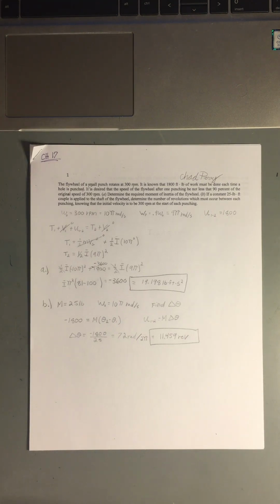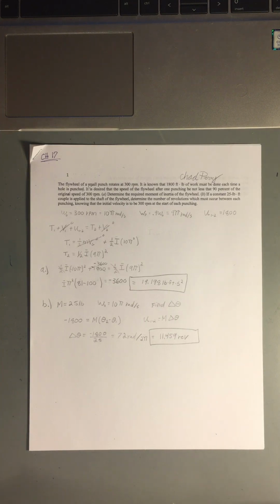Okay, hello. This is my video for our Chapter 17 homework assignment, which is dealing with energy and momentum in rigid bodies. So this is problem number 1 here. In this problem we have to use our work and energy concepts to solve the problem.